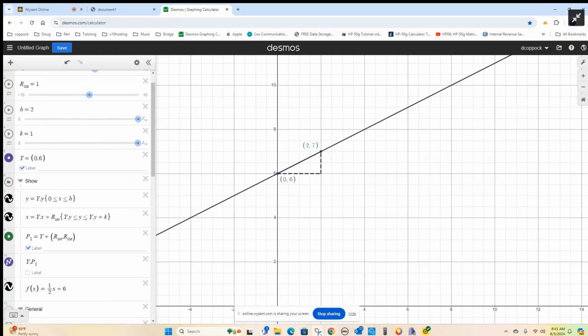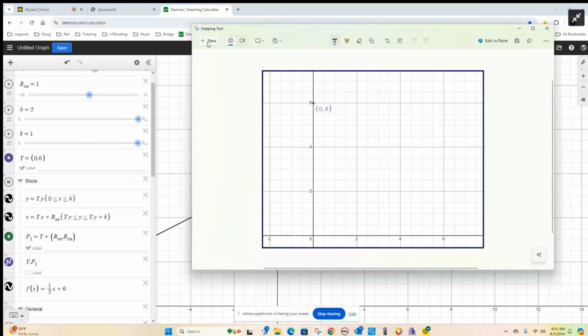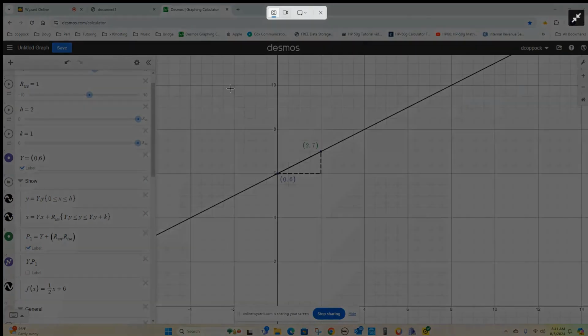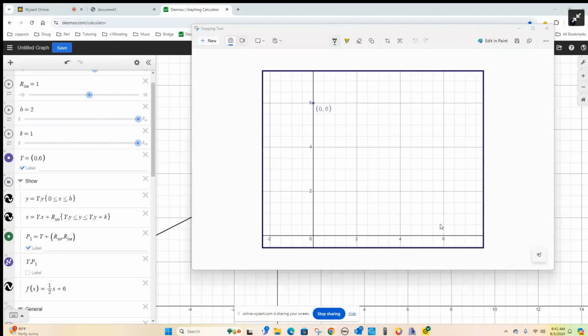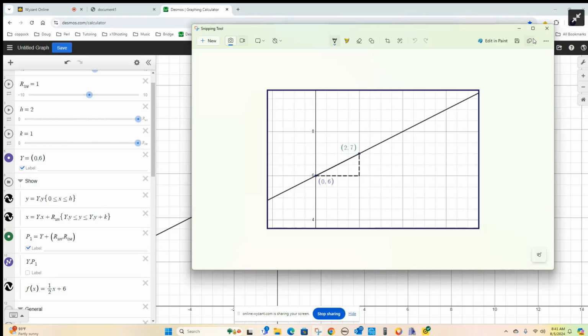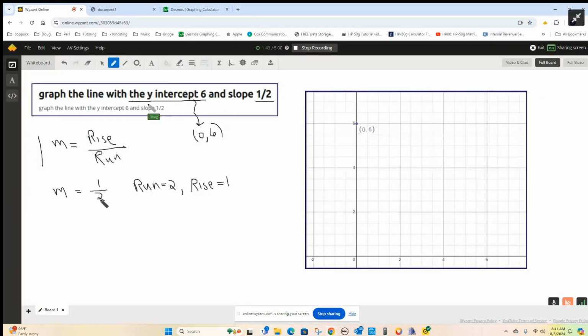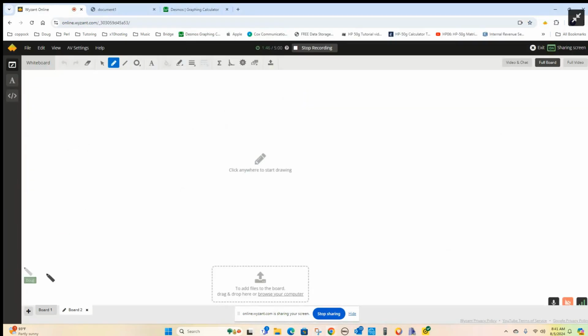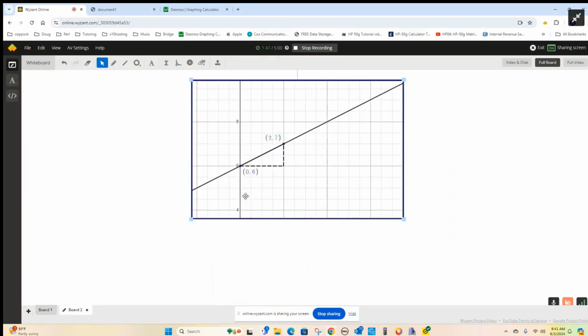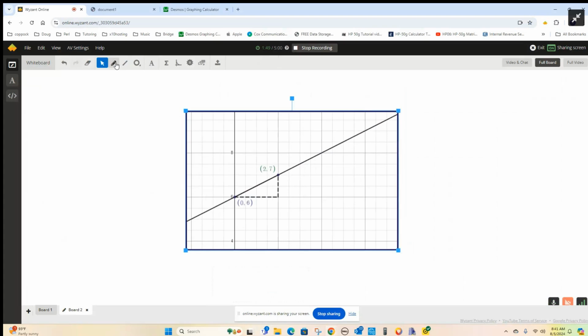Okay, now I'm going to take a copy of this picture right here and make note of the fact on board 2 that you can get another point if you want to. You could start at the point 2, 7, take a run of 2, just by counting squares, and a rise of 1. And there's another point on the line.